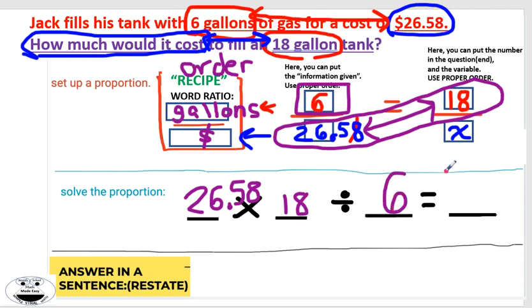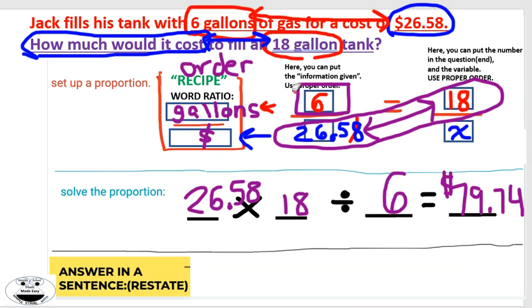And then we're just going to put it into our calculator. So first we're going to multiply $26.58 times 18. And I got $478.44, and now we're going to divide by 6, and I got $79.74. And we go back to the question. It says, how much will it cost? So you're going to restate. It would cost $79.74 to fill an 18-gallon tank of gas.